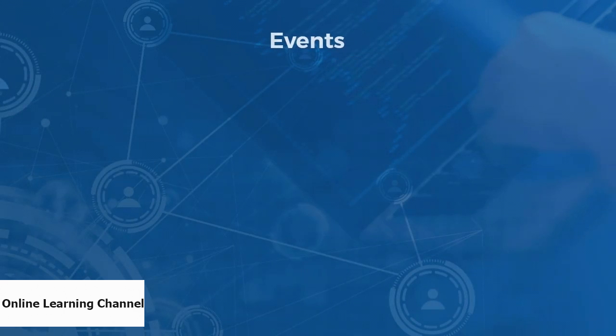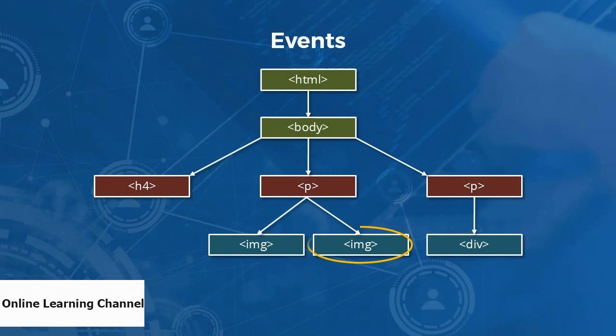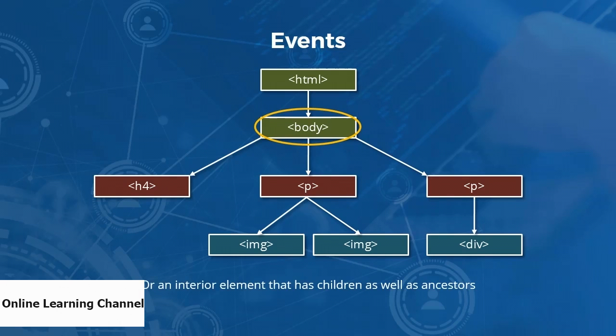Let's go back to our DOM hierarchy here. Elements which are at the very bottom of this hierarchy, which have no child elements, are called the leaf elements. Events can be triggered on these leaf elements as well. Now, other elements might lie in the interior of this DOM. They have parent elements as well as child elements. You may have events triggered by these interior elements as well.